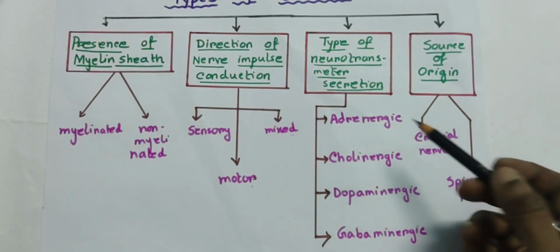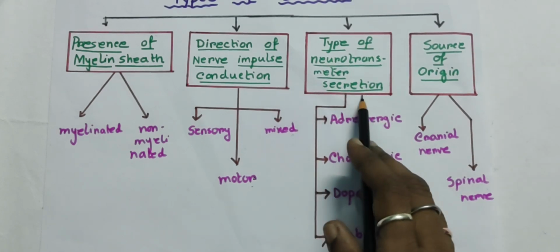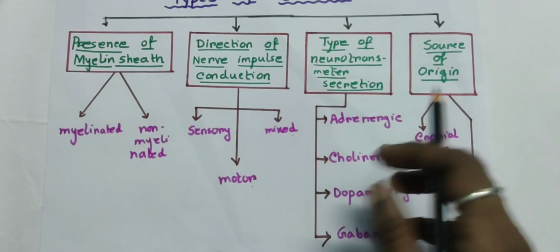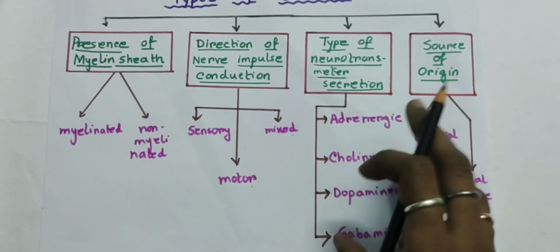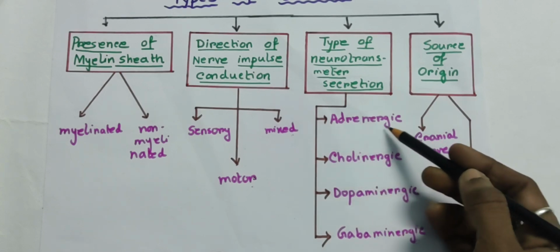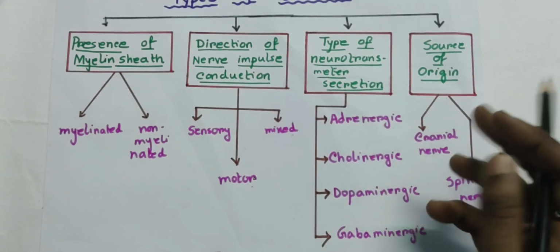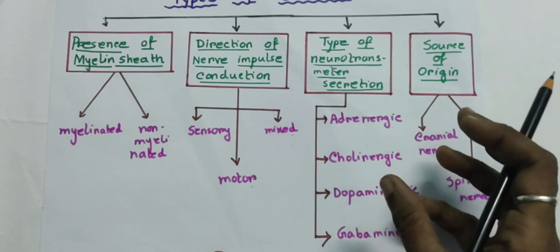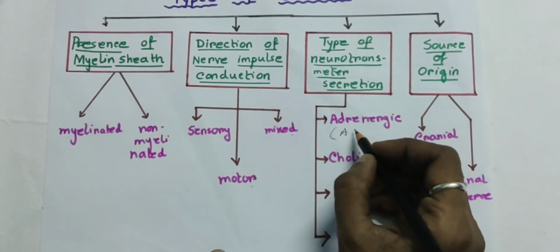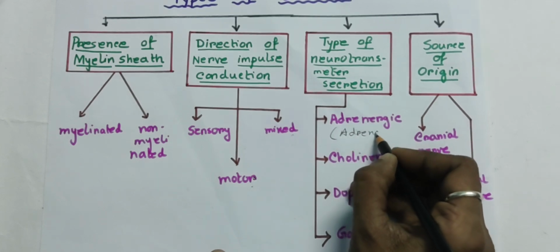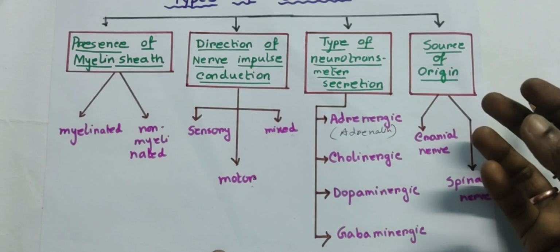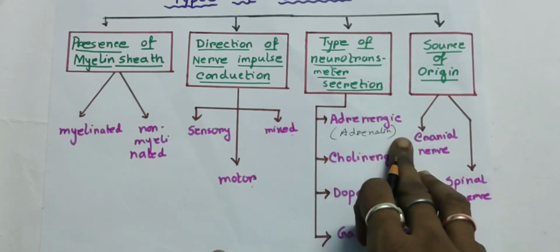Now come to the third type. The third type is the type of neurotransmitter secretion. What kind of neurotransmitter is secreted by the nerve? Based on that, nerves are of four types. Adrenergic nerve: here the neurotransmitter is adrenaline. If a nerve secretes the neurotransmitter adrenaline, that nerve is called adrenergic.